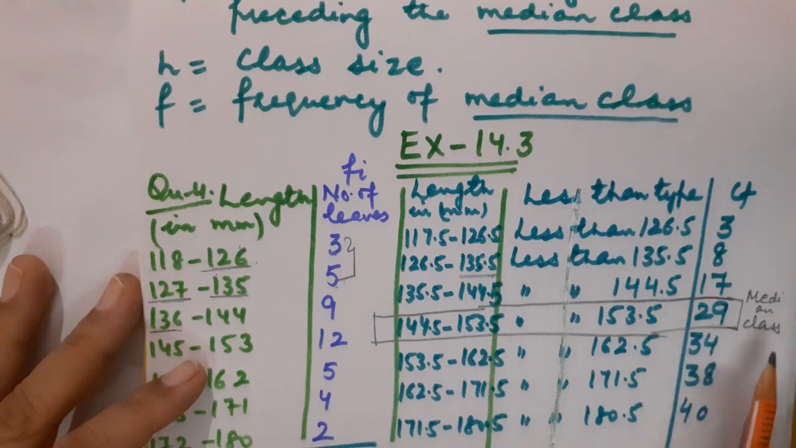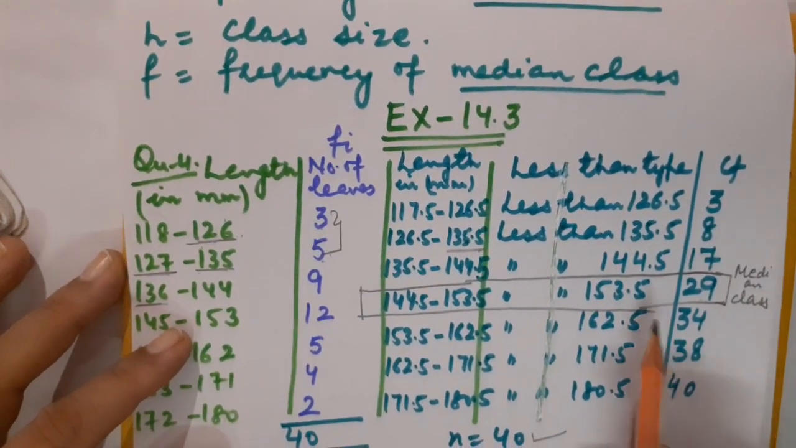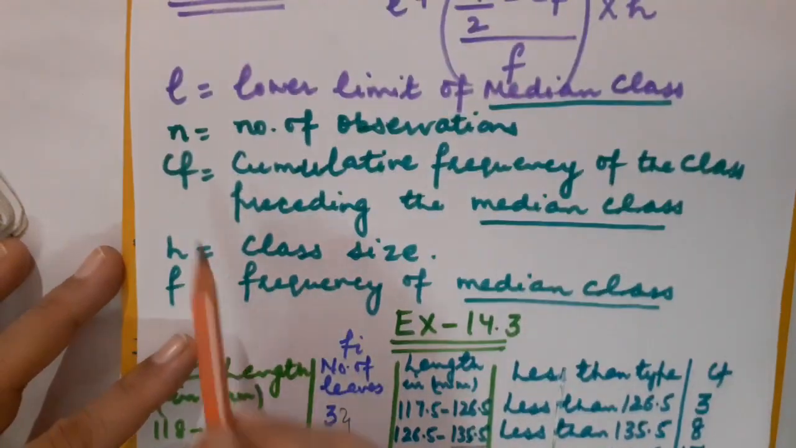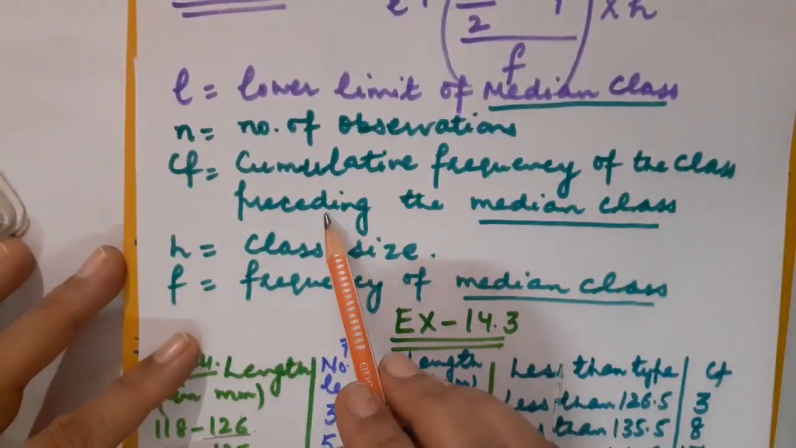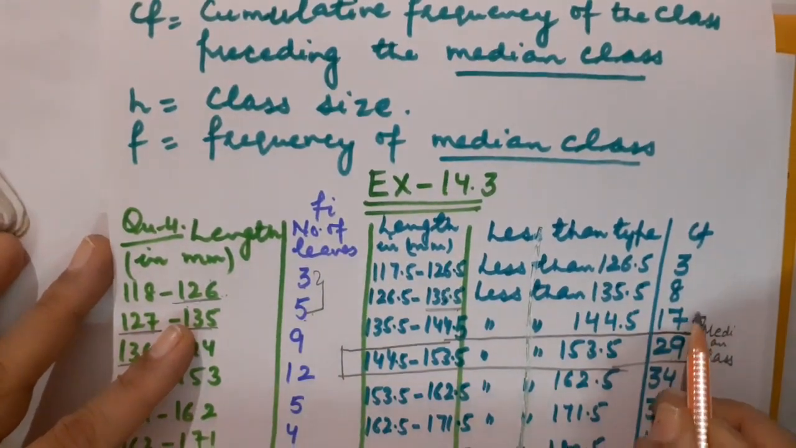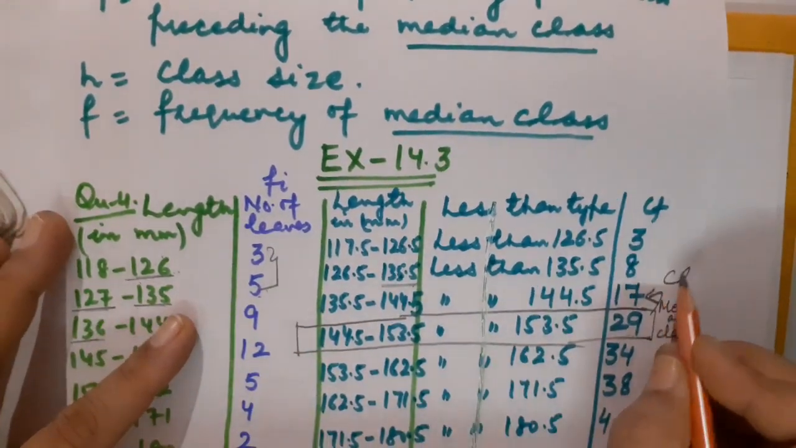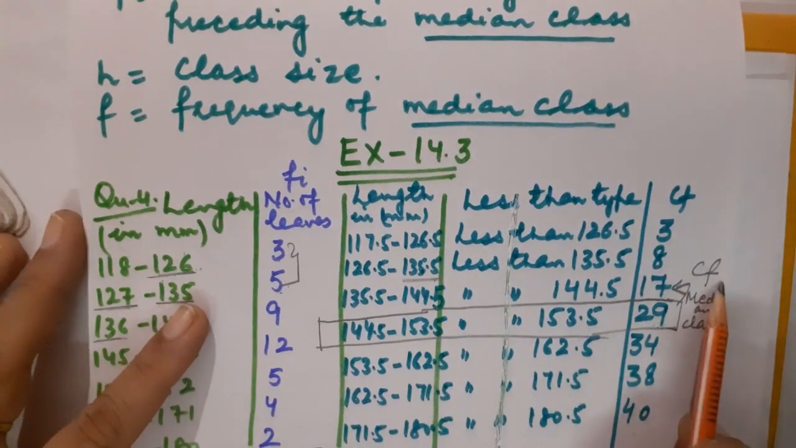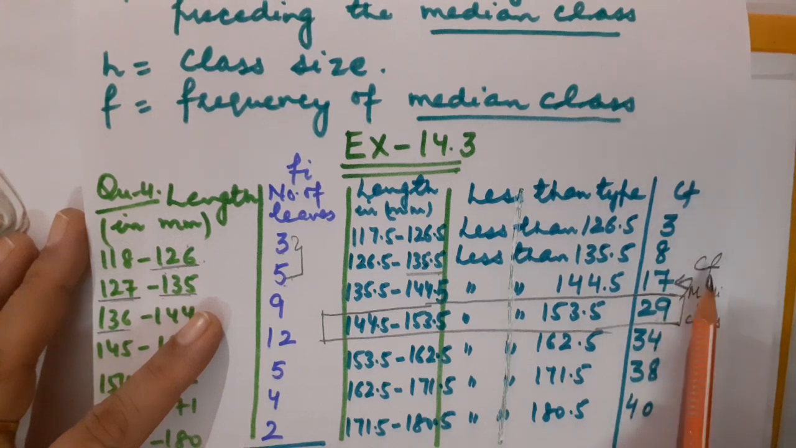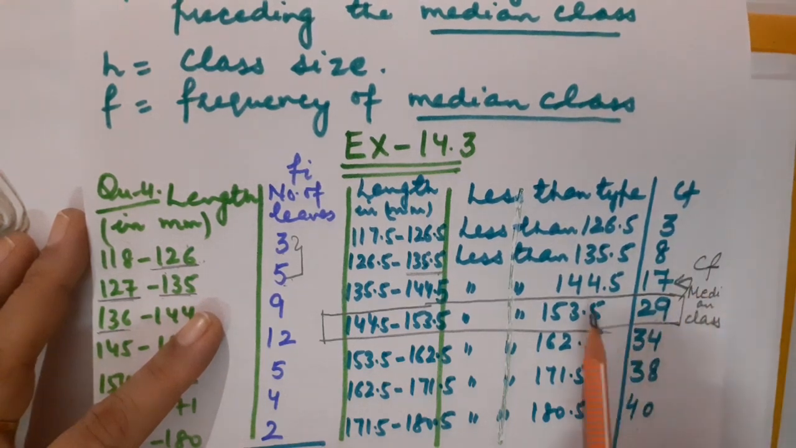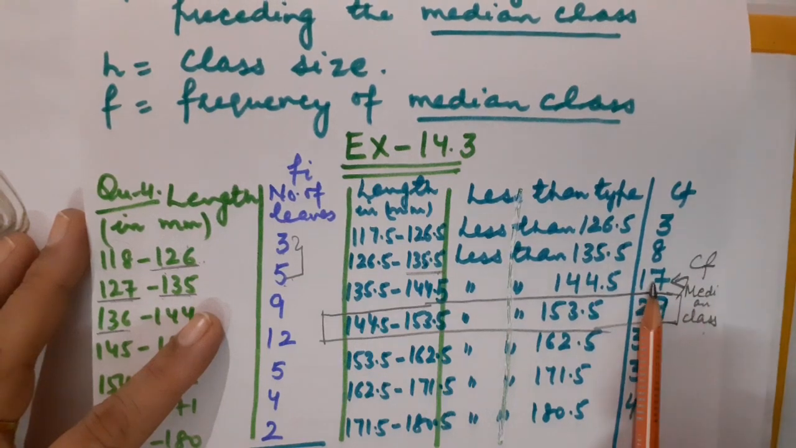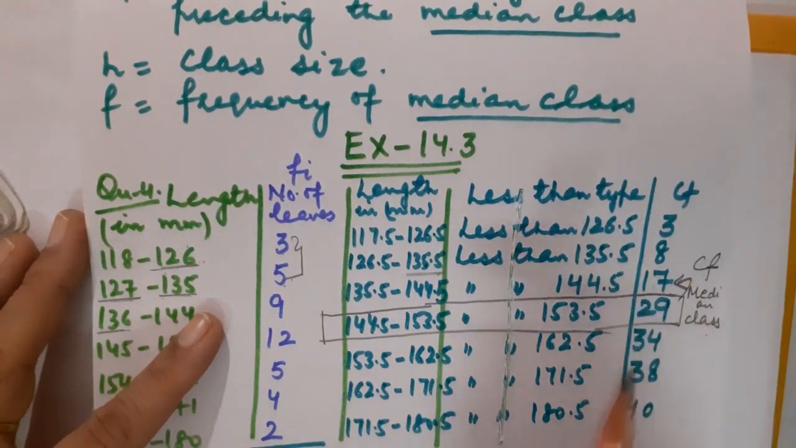Children, as you know, I have taken the median class now. This is the median class. But which one will be the cumulative frequency? The cumulative frequency of the class preceding the median class. So you will be taking this 17 as the cumulative frequency. You will have to choose that cumulative frequency to apply in the formula. Got it? So 17 will be the cumulative frequency.